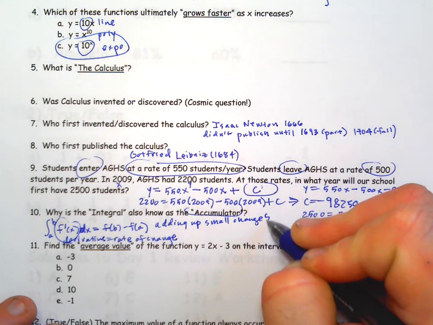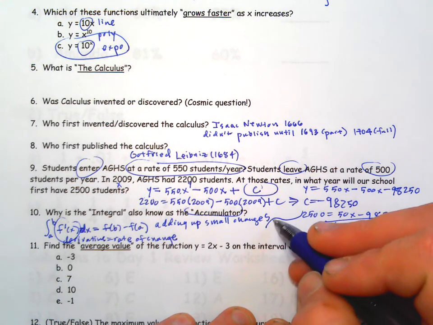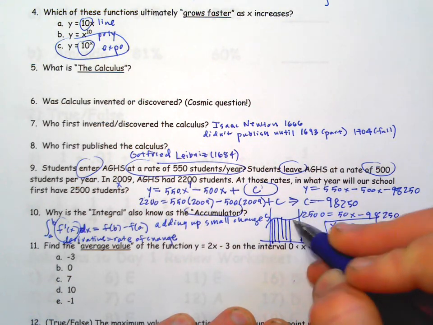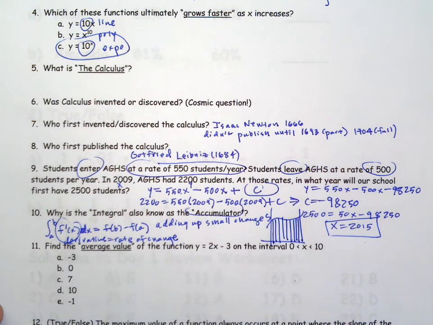We also might use it to find the area under a curve, and the way you do it is you slice it. When you add them all up, you add up all the slices, you accumulate them all. Find the average value of a function.